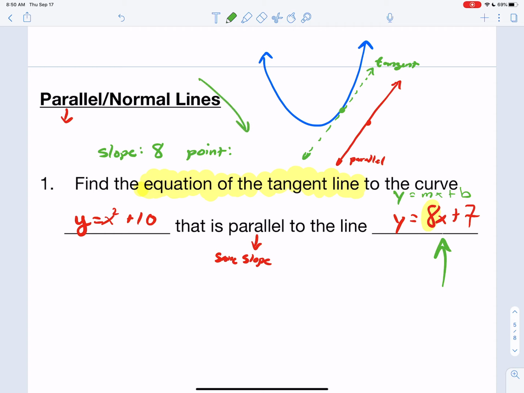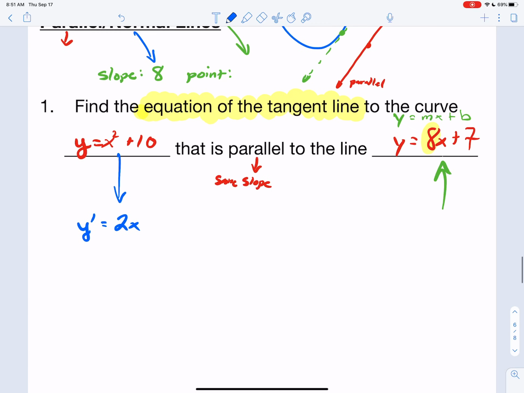Now this 8 is going to represent the slope of a tangent line. Anytime you're dealing with a tangent line, you're dealing with a derivative. So here we go. We have to find the derivative of the curve because you're trying to find the slope of the tangent line. So y prime here, go ahead and figure that out, is 2x. But the thing is, don't I already know what my slope is? I do. My slope has to come out to 8. So remember, y prime means slope or derivative.